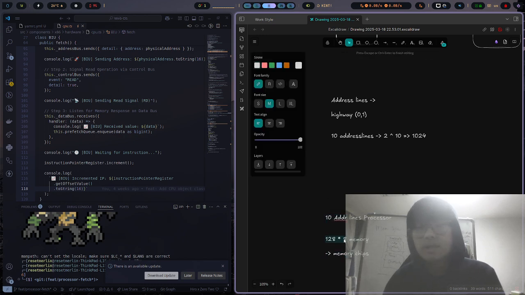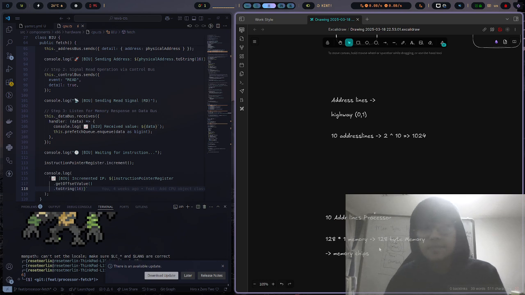If this 8 is 8 bits, then converted into bytes it is 1, and of course this 128 is the number of addresses. So 128 times 1 byte, because this 8 is just the unit of each address. That means we have 128 bytes of storage, and that's it. So how many memory chips do we need?